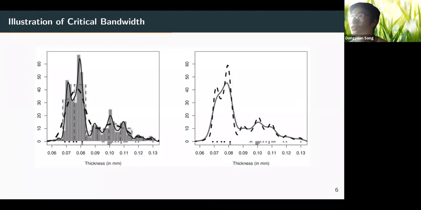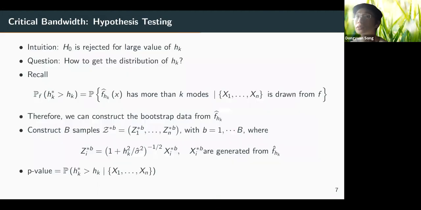We can see if we use a smaller critical bandwidth, we will have a black dashed line, which has many more peaks. But if we use a larger critical bandwidth, we will have a solid gray line, which has a smaller number of peaks. Next, please. So the intuition is that H0 will be rejected for large values of HK. So the question is how to get the distribution of HK.